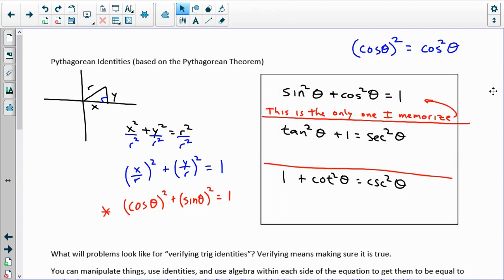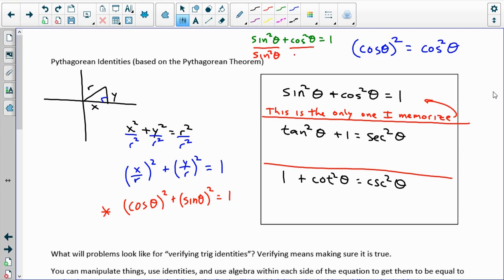Now, I only memorize the first one. I don't memorize the other two, but I can very easily get the other two. So here's how I get it. Because I know that sine squared plus cosine squared equals 1, all I have to do is divide by one of either sine squared or cosine squared, and I get the other two identities. So let's say I divide by sine squared.